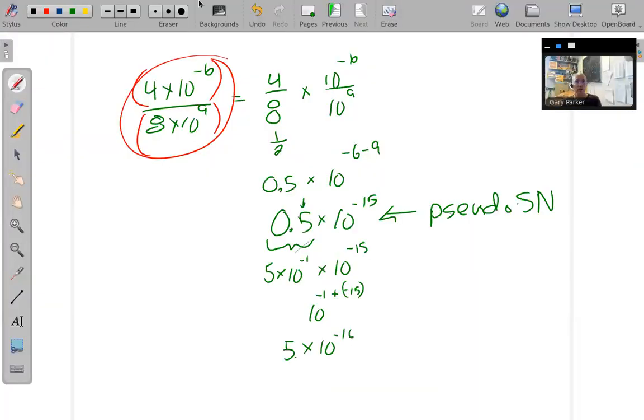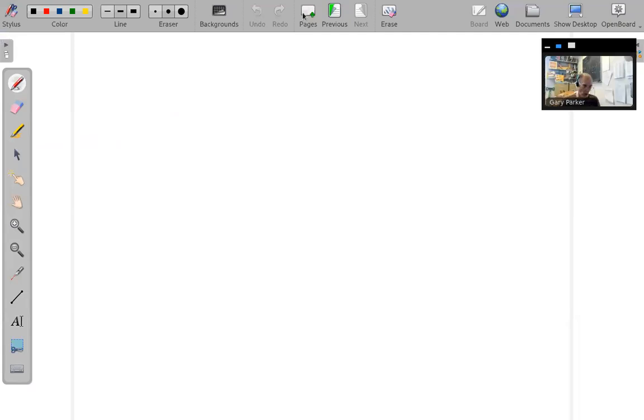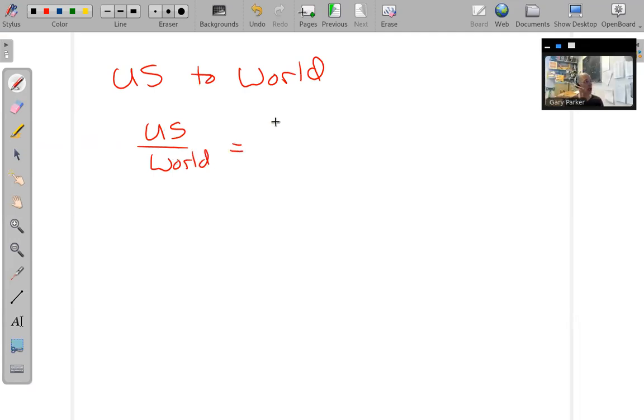Notebook. So this is lesson 1-4, just a quick note. We want to compare the US to the world. So fraction-wise, that puts US in the top and world in the bottom. So the US was, let's see if I do it in scientific notation, that would be 3.17 times 10 to the 8th, divided by the world, which is 7.2 billion. Billion would be 10 to the 9th.